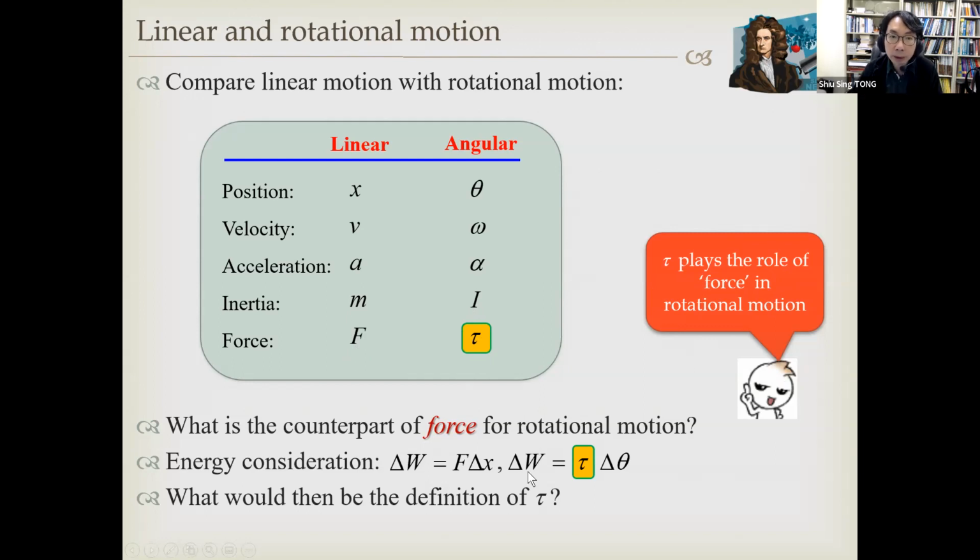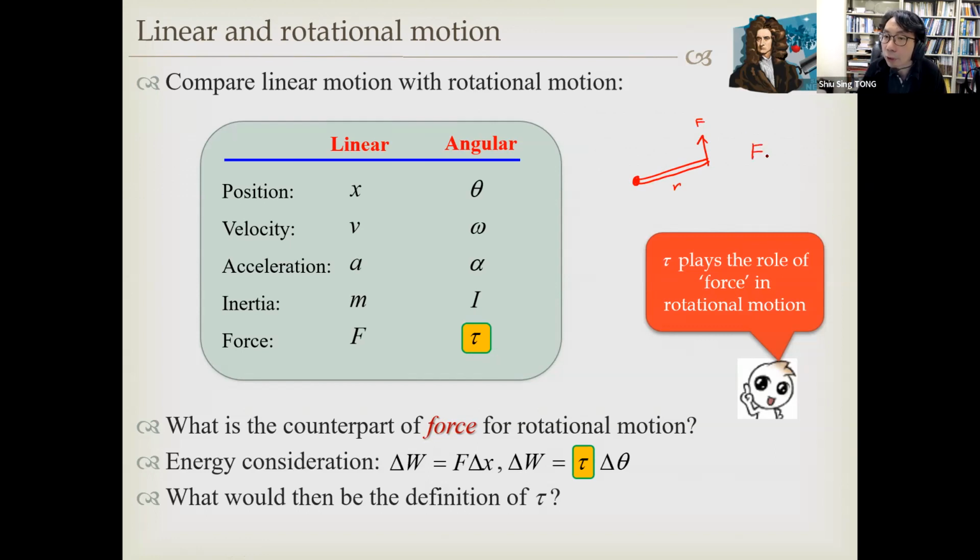But how do we define the torque? Now, the torque is no mysterious thing. It is just the moment of force you learn in high school. Now, remember what you learned in high school? When you turn an object, you apply a force to turn a door. For example, this is a door. This is a hinge of a door, right? This is a force. How do you calculate the moment?